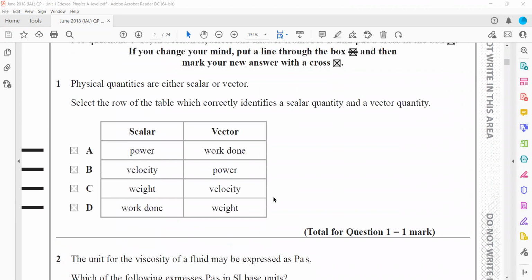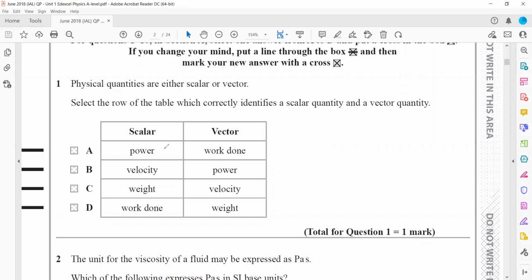The first question: physical quantities can be either scalar or vector. A scalar quantity means it will have a magnitude and a unit, but it does not have any direction. A vector quantity means it will have a magnitude, unit, as well as direction. So which one is a scalar quantity?